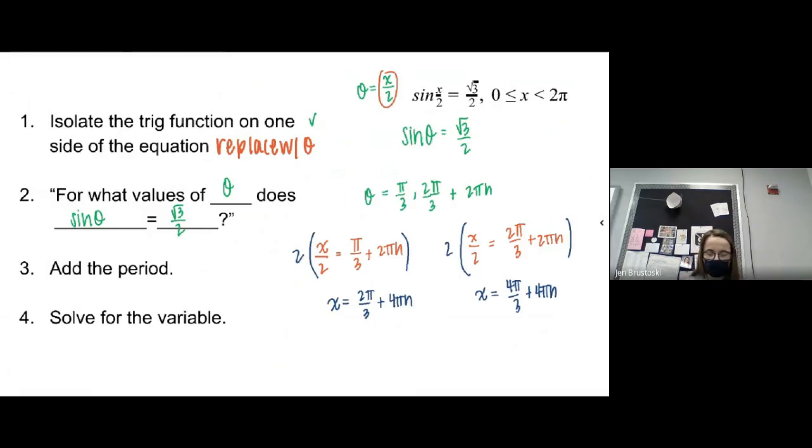Now, we need to list the values between 0 and 2 pi. If I add 4 pi to 2 pi over 3, am I going to be between 0 and 2 pi? No. If I add 4 pi to 4 pi over 3, am I going to be between 0 and 2 pi? No. So when we list all the values between 0 and 2 pi, it's just going to be 2 pi over 3 and 4 pi over 3. It is often that you luck out like that and don't have to add like we did the last one. Cool? Are we feeling okay?